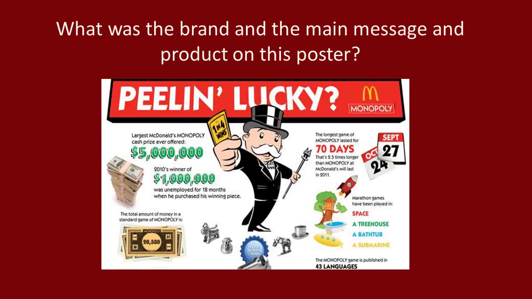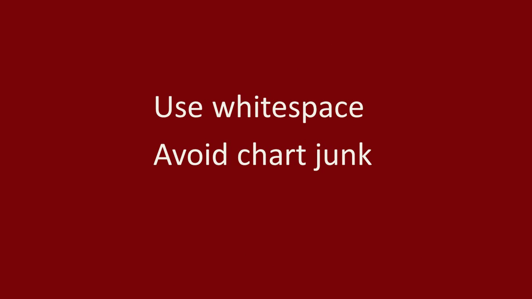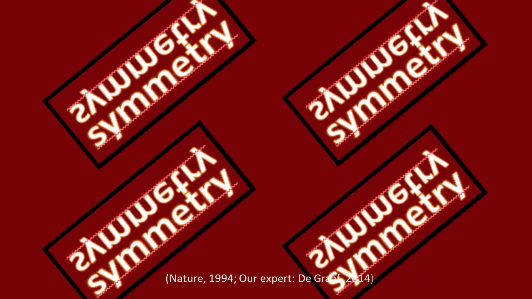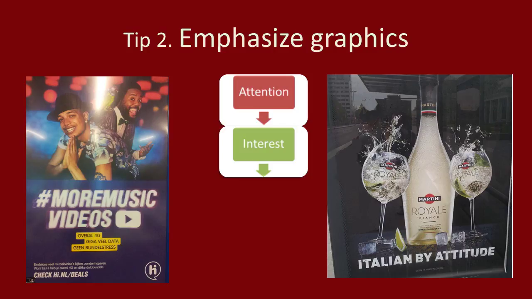Now, let's take a test. What were the brand and message of this poster? I bet it was not clear at all that this was a McDonald's ad. So, use white spaces on your poster and avoid what we call chart junk. Also, aim for symmetry. A 1994 study in Nature found that humans have an aesthetic preference for symmetrical things.